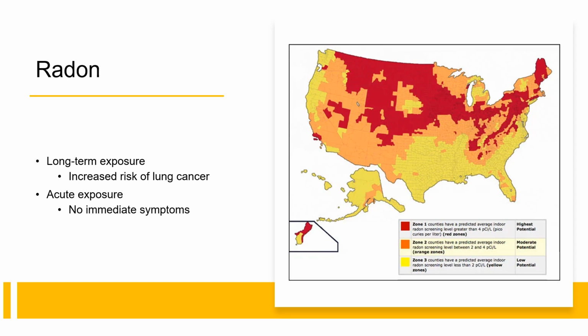I included this map that shows the risk of radon across different regions of the United States. And so fortunately here in the South, we have a low potential for radon to be present. And you can see other areas of the country have much higher predicted average indoor radon screening levels, and they have much higher potential for radon exposure in their homes from the soil.